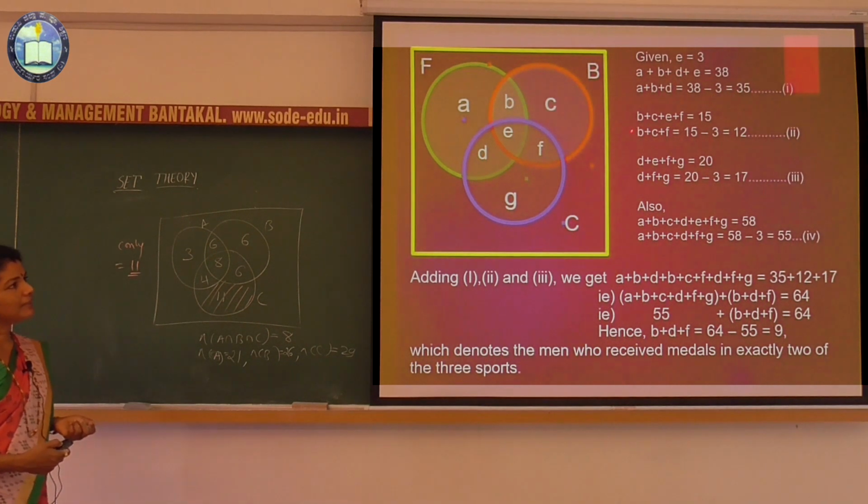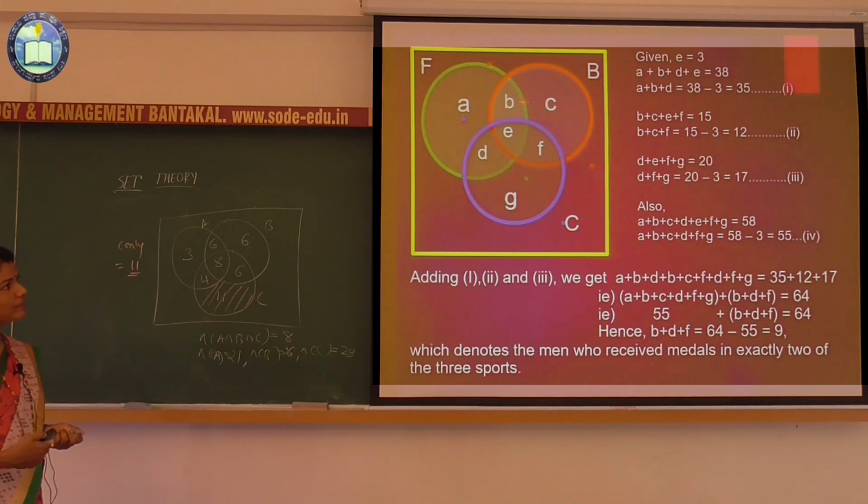Next consider B plus C plus E plus F. B plus C plus E plus F gives you the basketball members, the ones who got basketball award, that is 15. Simplify, we'll get B plus C plus F, that is 15 minus 3, that is 12. Next consider D plus E plus F plus G, that is for cricket, that is 20. So subtract the 3. So 20 minus 3, that is 17.